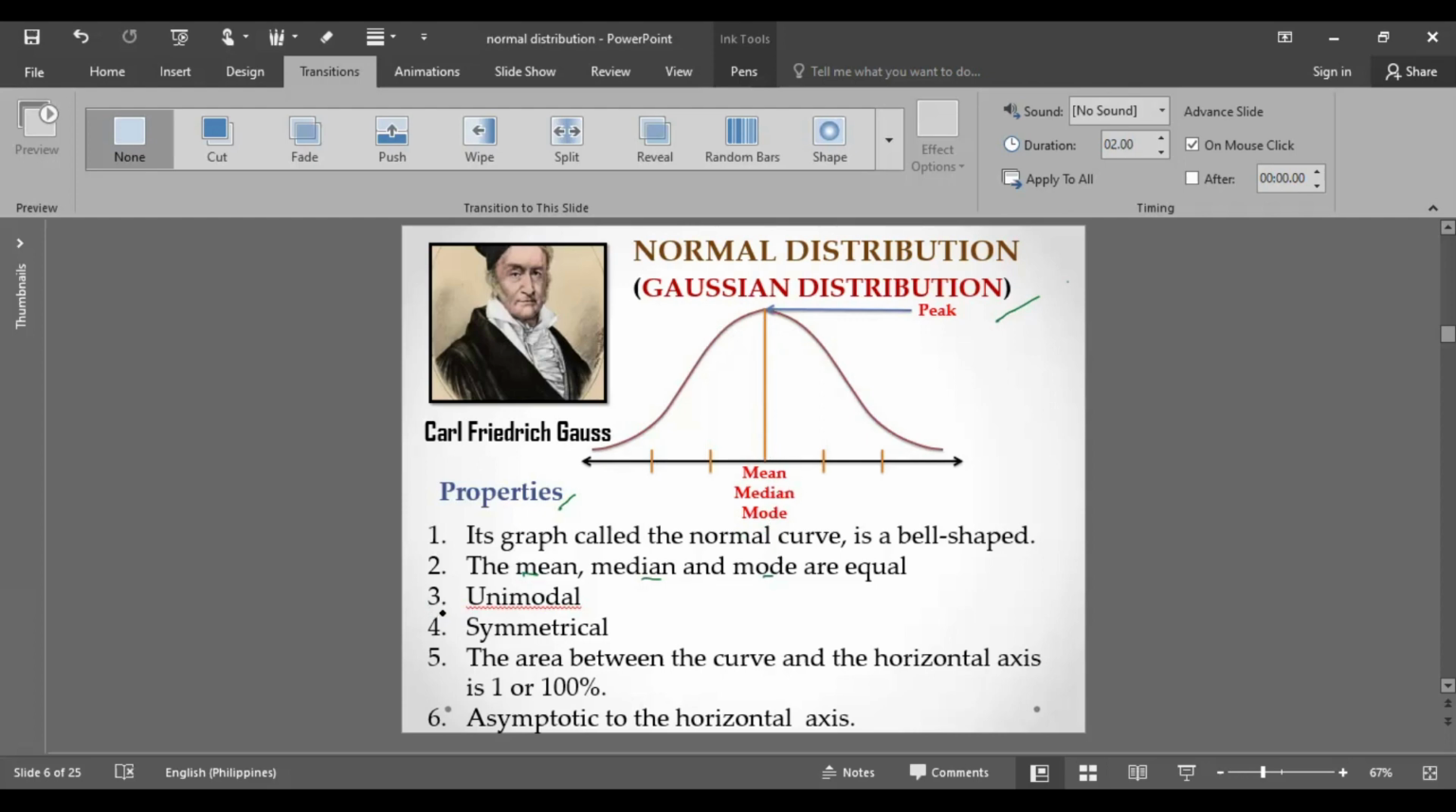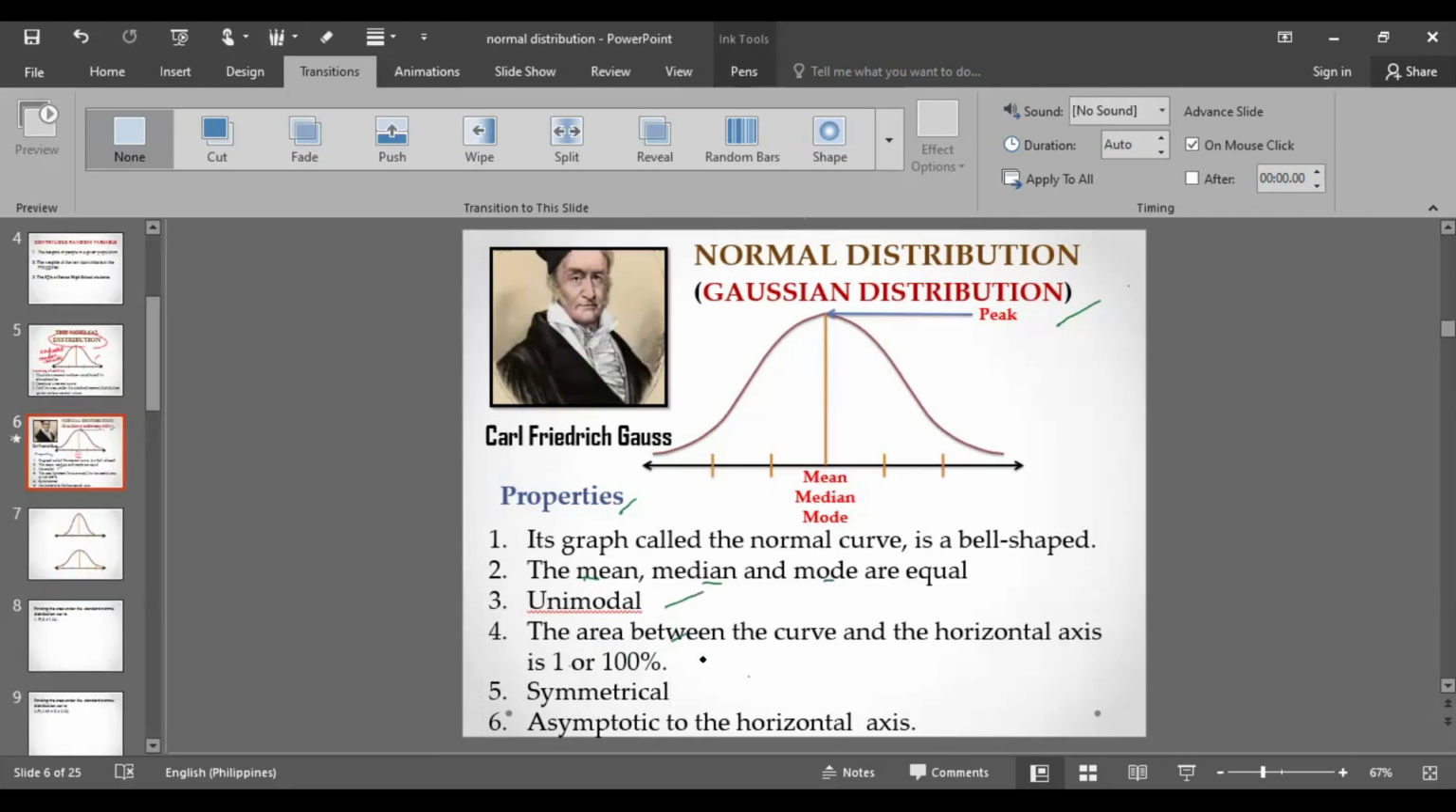Number 3, it's unimodal. Unimodal means the distribution peaks at a single value only. Isa lang ang mode. It's not bimodal, it's not trimodal. It means that there is only one value with the highest frequency. May isang value lang na pinaka-maraming beses na naulit.